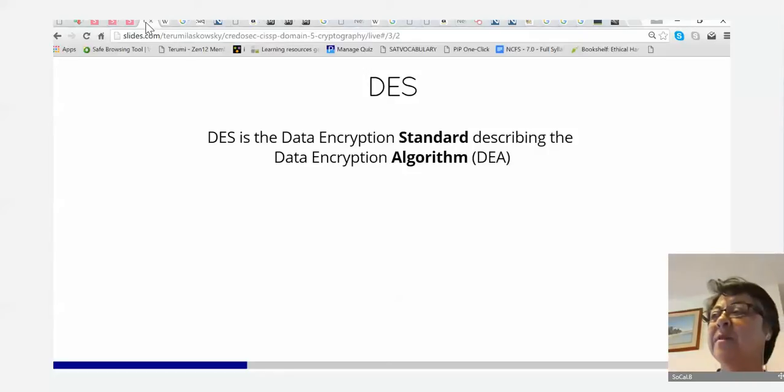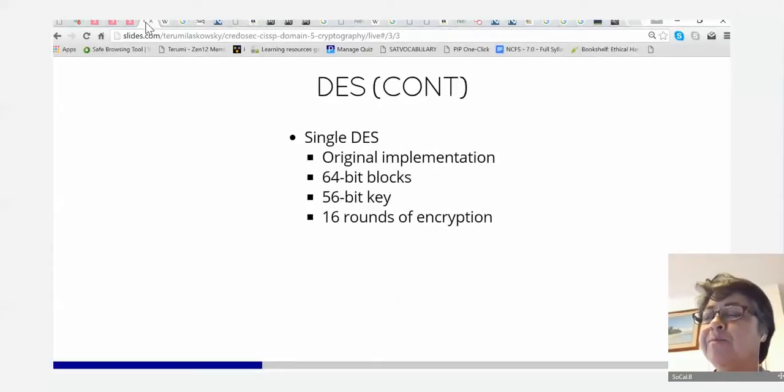We have DES, right? Data Encryption Standard. Actually, DES is not the algorithm, it's a standard. But the algorithm is DEA. But people talk about DES anyway, so it's okay to talk about DES. So, DES, continue. There's something called a single DES. This is the original implementation. Of course, they didn't call it single DES then, they just called it DES, right? The blocks are 64-bit blocks, okay? And the keys are 56-bit keys. It's pretty short for a modern encryption standard. And 16 rounds of encryption.